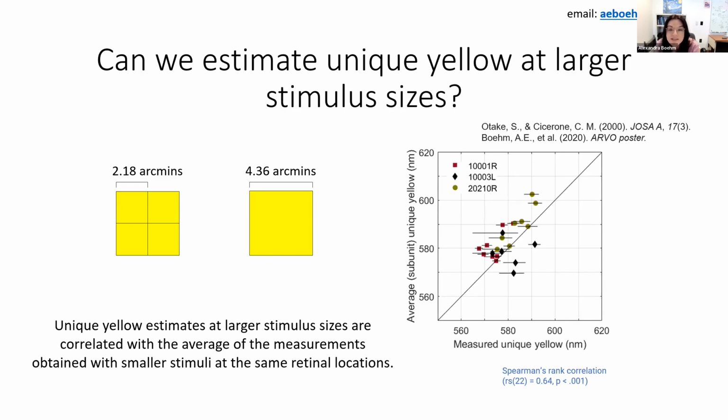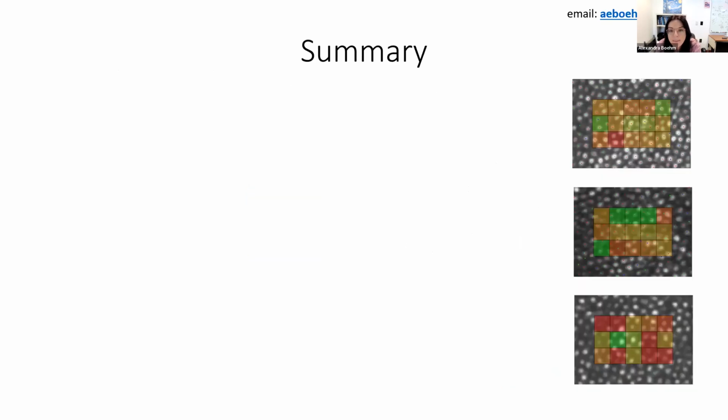And this is actually consistent with previous observations by Otake and Cicerone, who showed that unique yellow shifted to longer wavelengths when foveal stimuli were reduced to 3 arc-minutes in diameter. So their result is one that we have recently confirmed using AO-corrected unstabilized stimuli in the foveal center. And this was from work that was presented as an ARVO poster at the 2020 meeting.